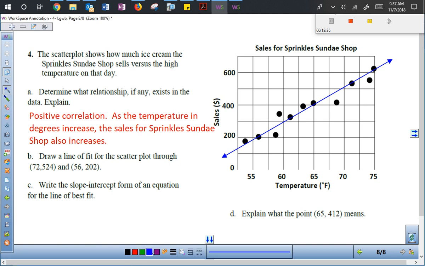Alright, now part C says write the slope-intercept form of the equation for the line of best fit. So just like we had on the past 3 problems, I would like you to pause the video and write the equation between these 2 points. You will have some fractions, and that's okay. Leave them as improper fractions.